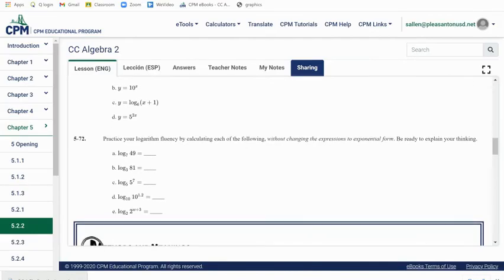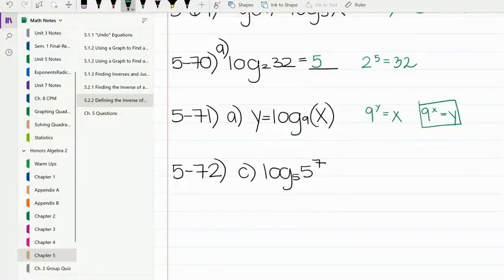Okay, so our last problem here is 72, which says to practice your logarithm fluency by calculating each of the following without changing the expression to an exponential form. So in other words, you're just thinking like 7 to what power is 49? So A is obviously very easy. So I'm going to go ahead and jump to C. C is interesting because it's log base 5 of 5.